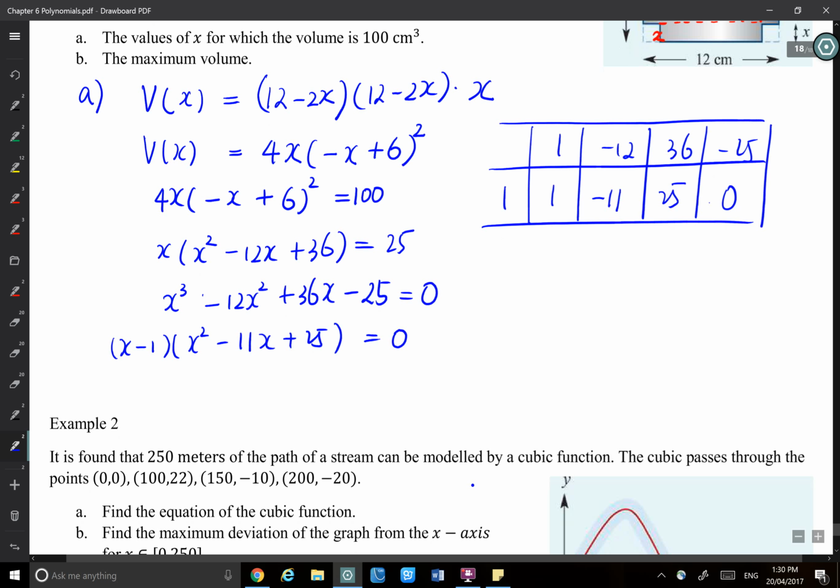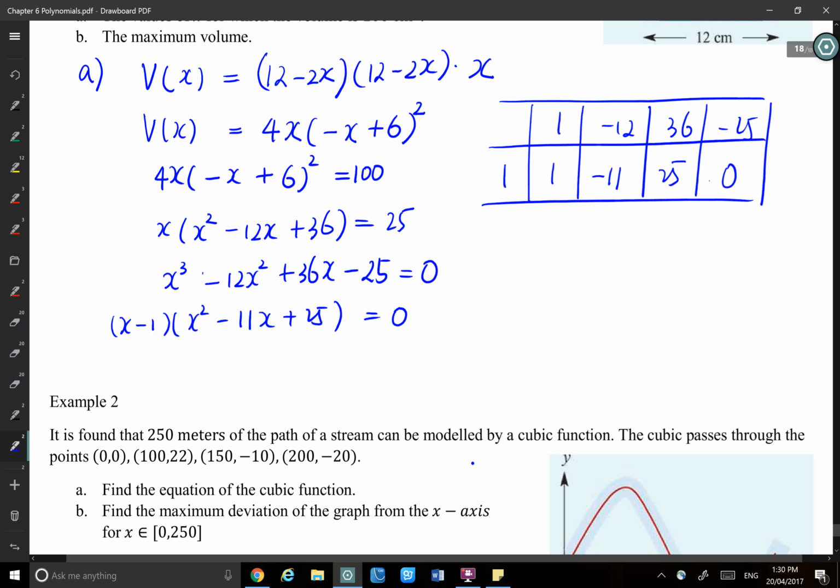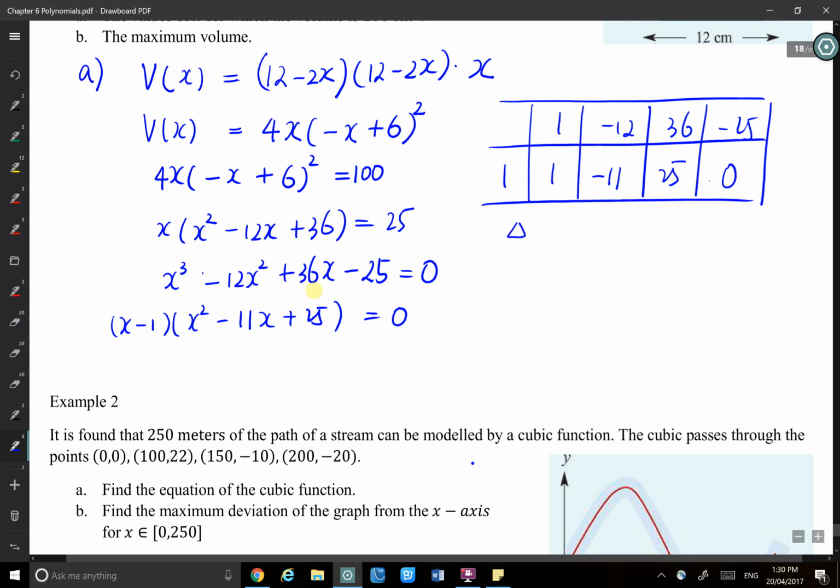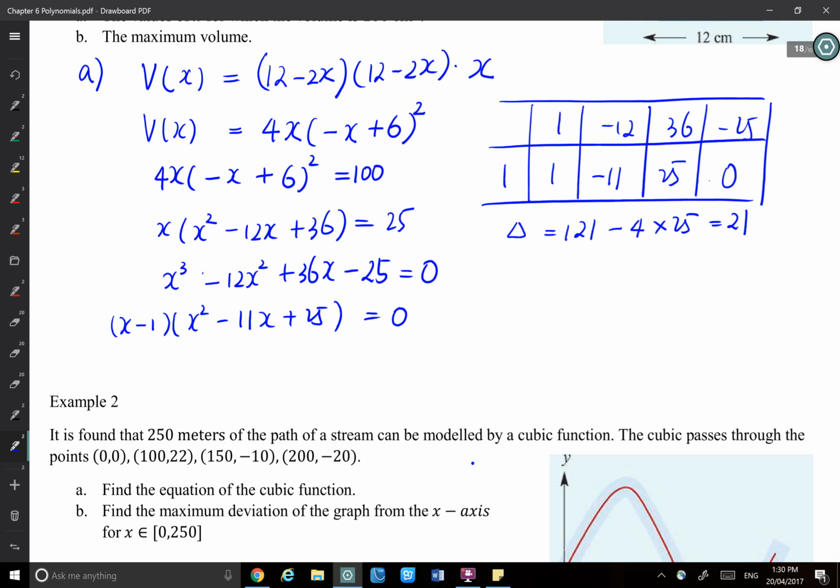Can I further factorize that? What's the discriminant? b squared minus 4ac is 121 minus 4 times 25, which equals 21. I can further factorize it, it just becomes really ugly numbers. It's just not a whole number.